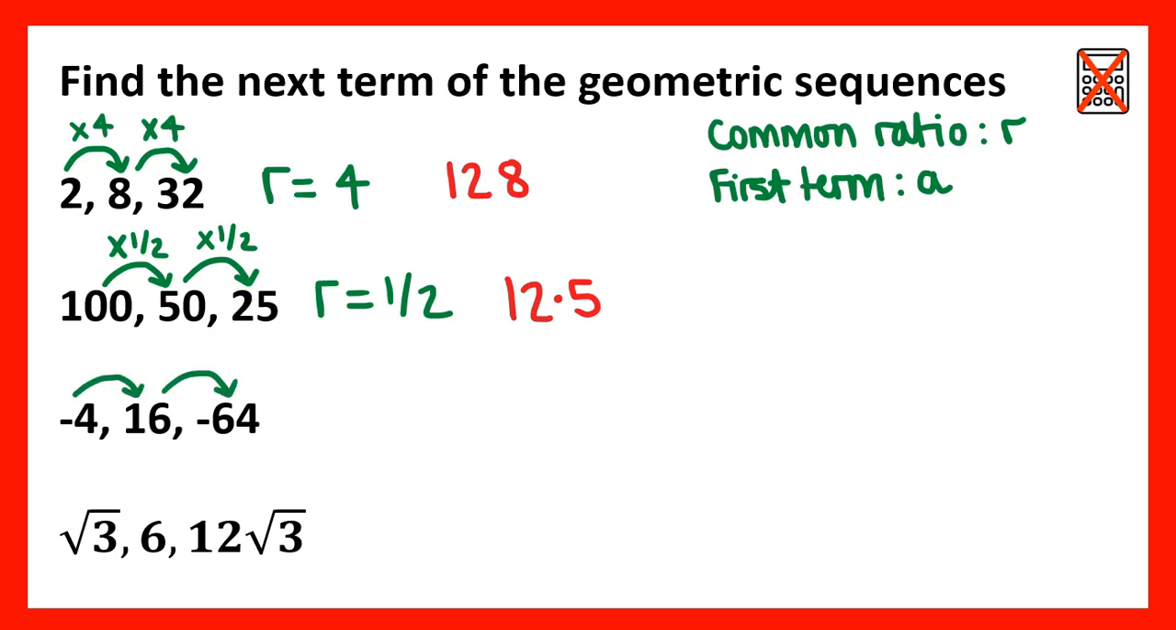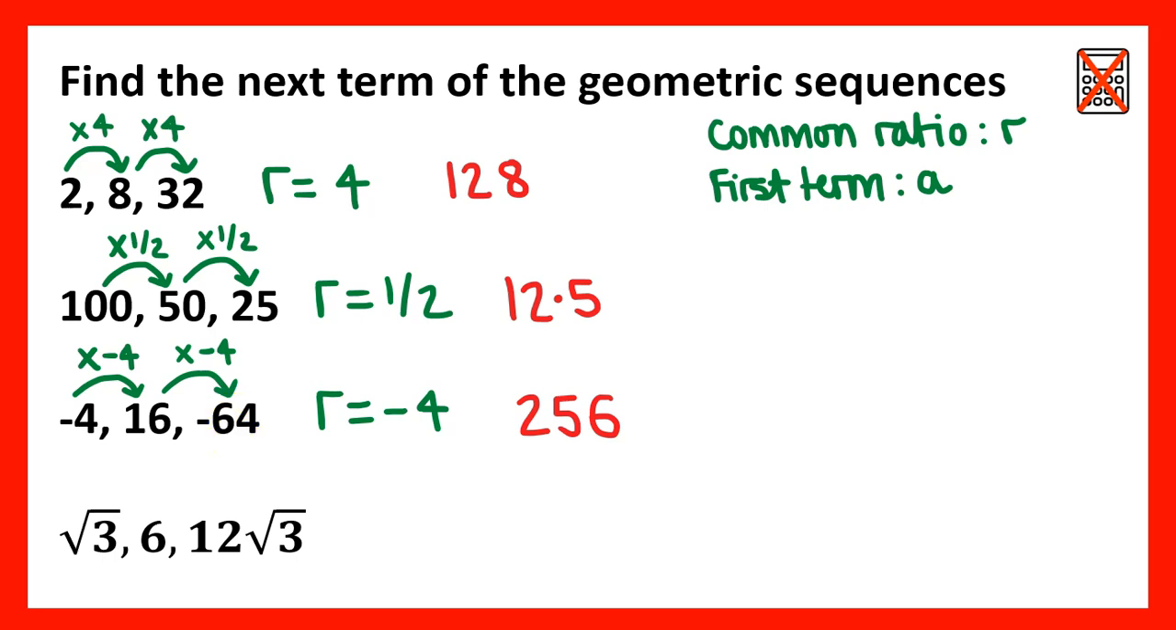For the third sequence, we can see the numerical value is changing as we multiply by 4 to get from one term to the next. But notice that the sign is also switching from negative to positive to negative, so that means we must be multiplying by -4 each time. My common ratio is -4, and -64 multiplied by -4 would give me positive 256.